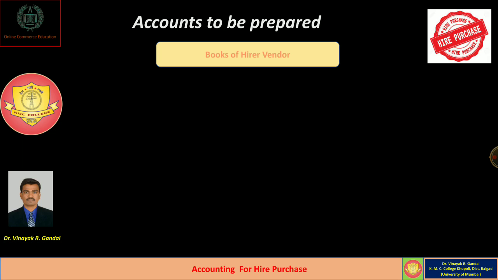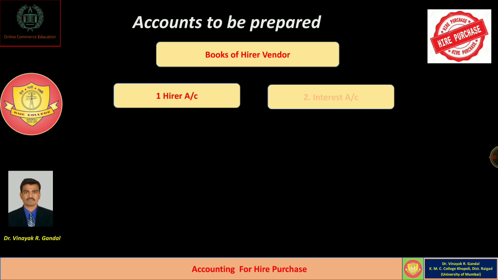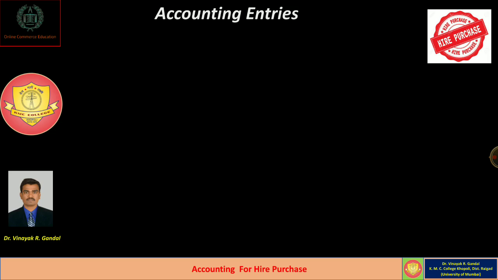Then books of accounts to be prepared in the books of hire vendor. In the case of hire purchase system, the hire vendor also prepares the hirer account, that is hire purchaser's account, and interest account as well as profit and loss account to record relevant transactions that took place on hire purchase system. So dear students, these are the accounts to be prepared in the books of hirer as well as hire vendor. Okay. Now we have to learn various accounting entries on hire purchase system.